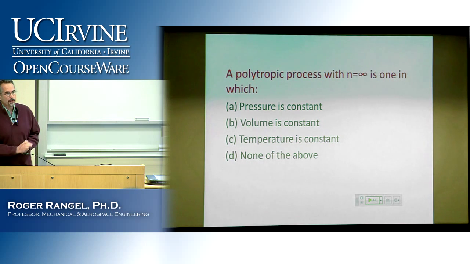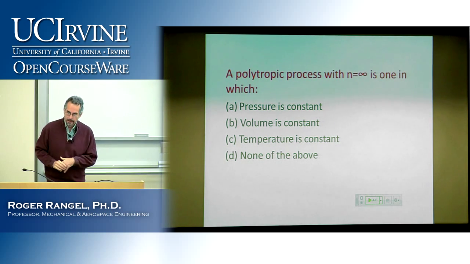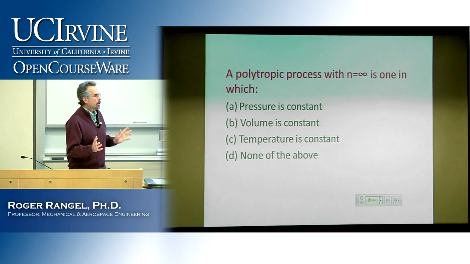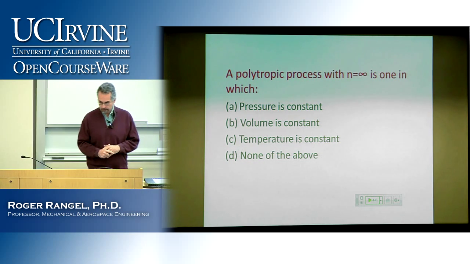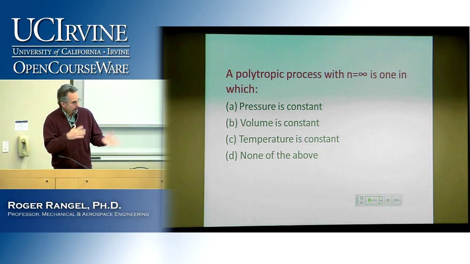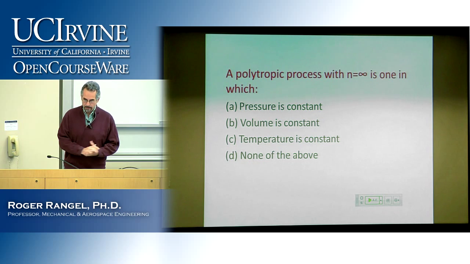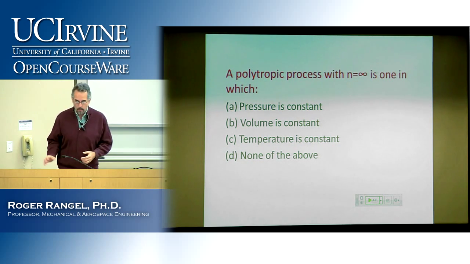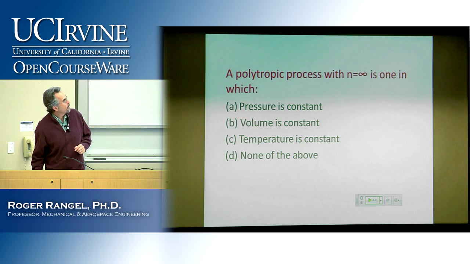Okay, so here's the first question. There are two questions today again. The first one, remember the polytropic process? Suppose you have a polytropic process. You can look back and see what the equation for the polytropic process is. But suppose you have a polytropic process where n, the polytropic exponent, is infinite. What can you say about that process?